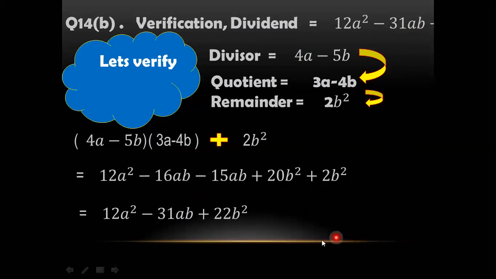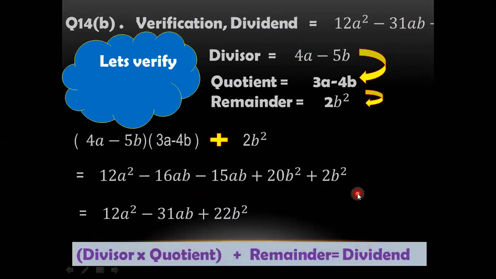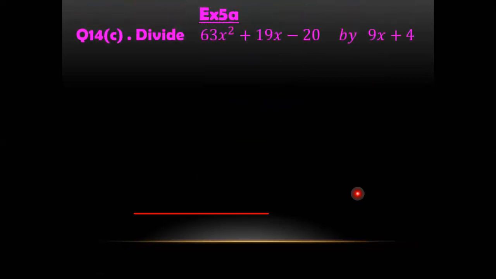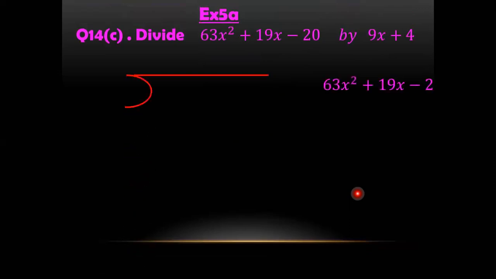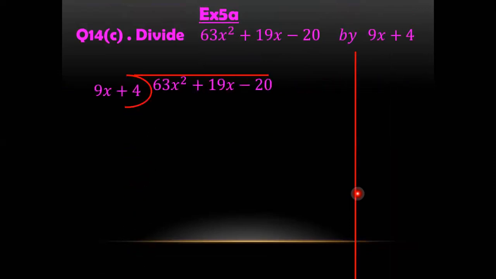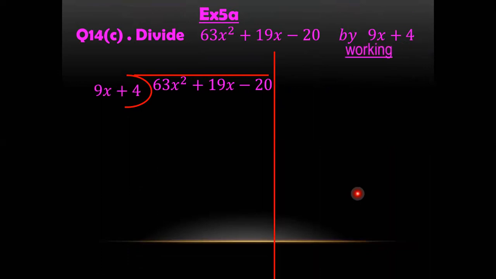So we have established the fact that divisor multiplied by the quotient plus remainder is equal to the dividend. Next, part C. Write down the dividend and divisor, and the working column has been drawn.